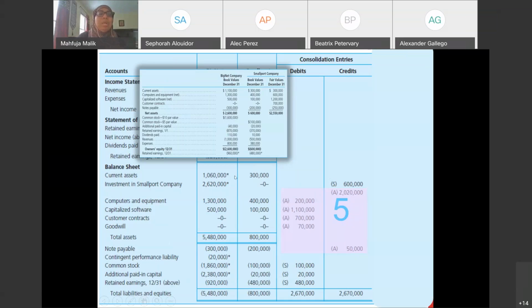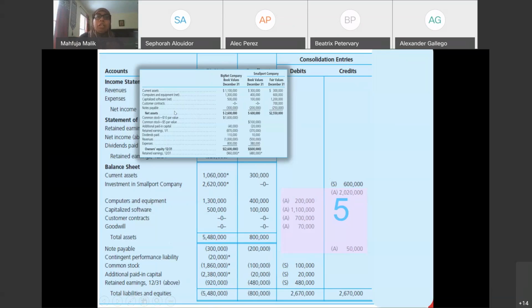Now let's take the next one. Capitalized software. Please, everyone, look at Small Port's capitalized software. Book was only 100,000, but their fair value is 1.2 million. So we have to increase their capitalized software by how much? 1.1 million, if I want to reflect their fair value. So that means I will increase their capitalized software by 1.1 million. So I debited capitalized software by 1.1 million.